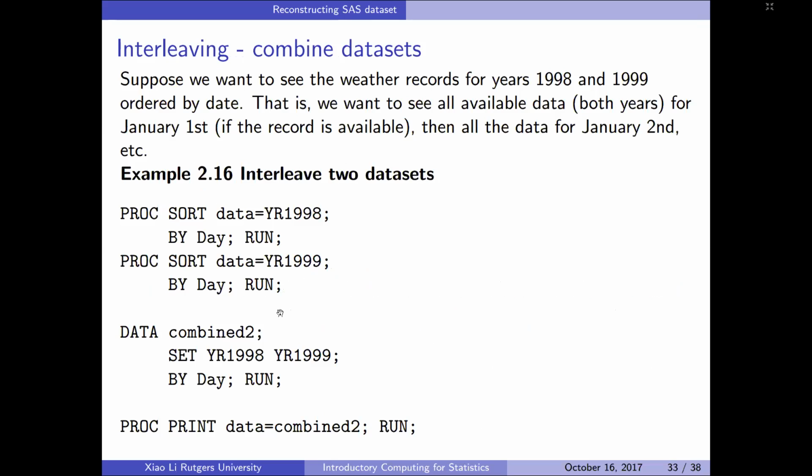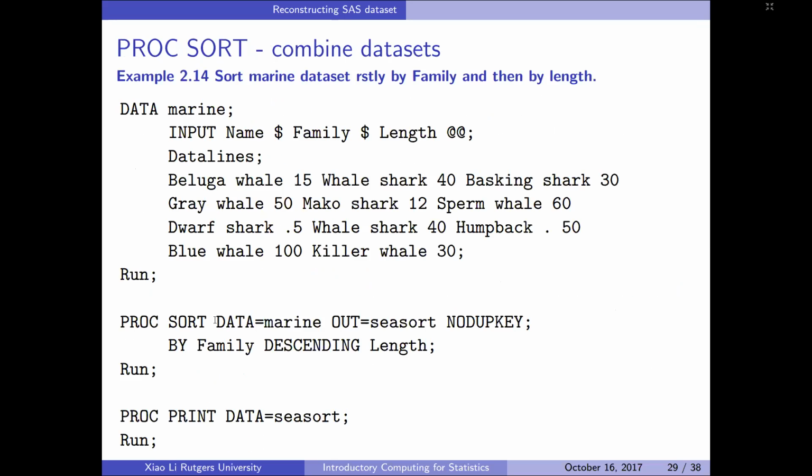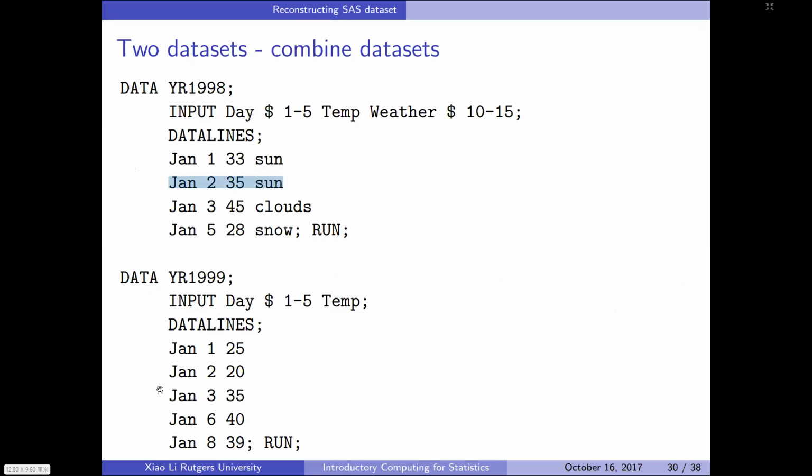However, for the interleaving method, the order of the observations will be like this: the first one, the second line, the third, the third, and the fourth here.